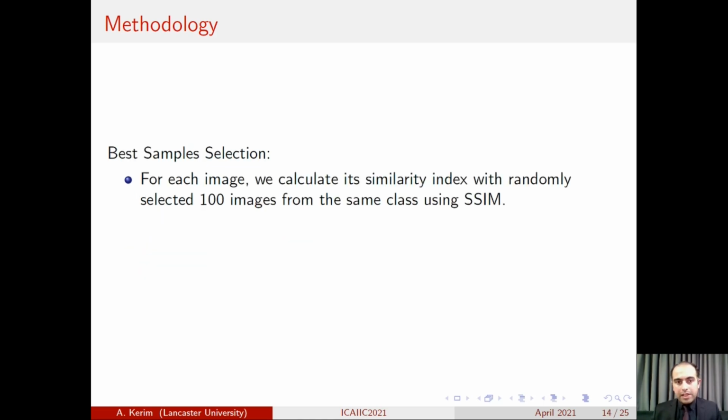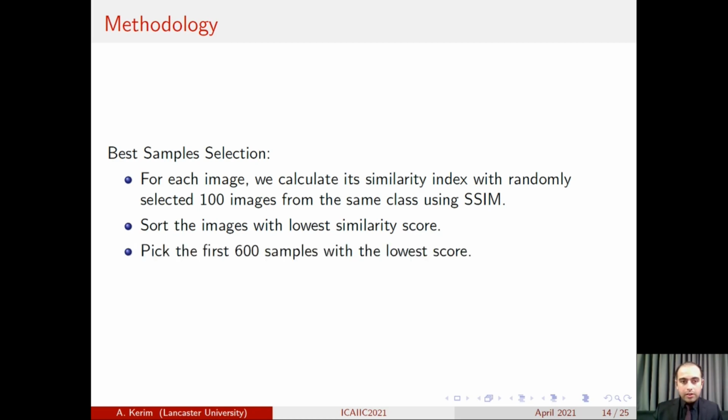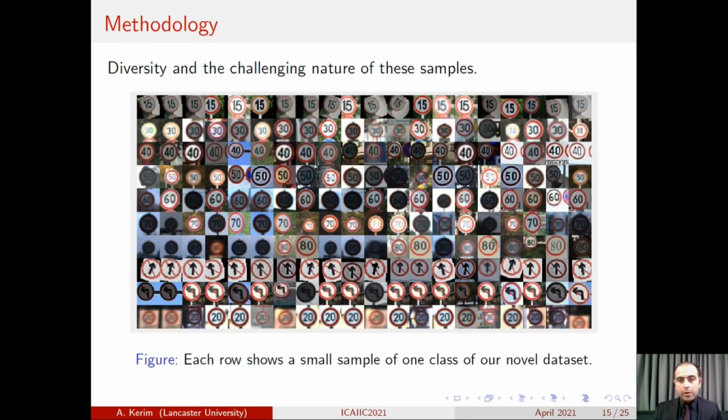Now for best sample selection, for each image we calculate its similarity index with 100 randomly selected images from the same class using the SSIM measure. After that, we sort the images by lowest similarity score. Following this, we pick the first 600 samples with the lowest score. It means that we select the most diverse samples per class. You can see in this figure the diversity and the challenging nature of these samples. Each row shows one specific class.